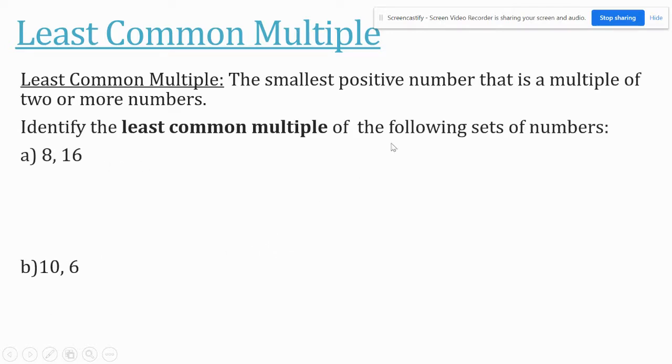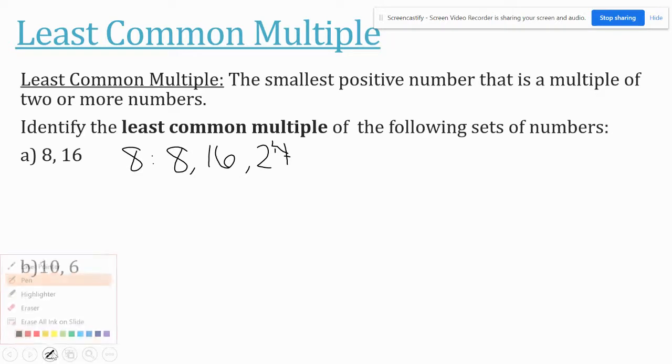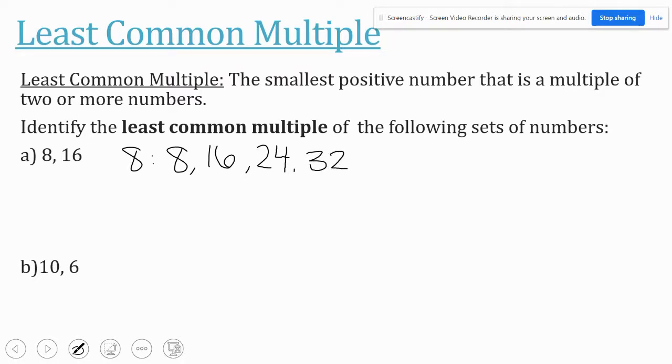So identify the least common multiple of the following sets of numbers. So we're going to focus on 8 and 16 right now. So like I said, we're going to list the multiples of 8. So we have 8, 16, 24, 32, 40, 48. So I'm just multiplying these in my head, right? 8 times 1, 8 times 2, 8 times 3, and so on. This is a list that's going to keep going on and on forever because you can always keep multiplying.